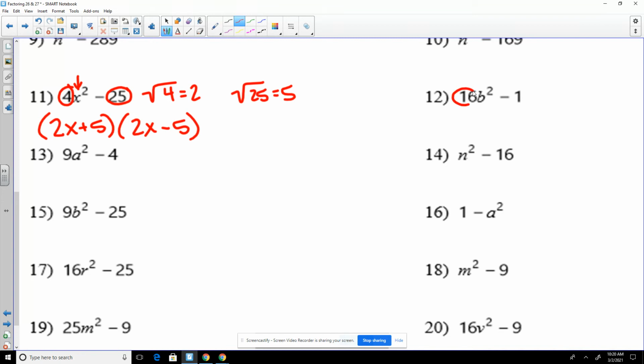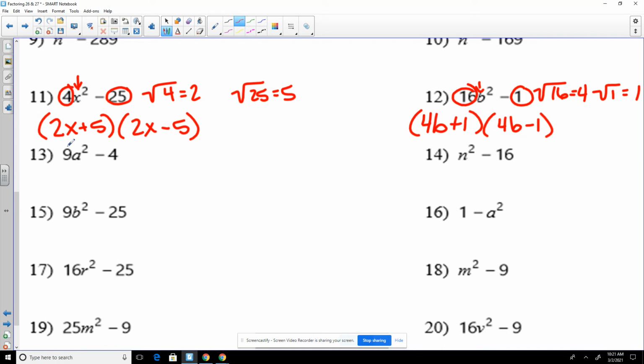What's my square root of 16? The square root of 16 is 4. What's the square root of 1? The square root of 1 is 1. So my two binomials are going to be, my variable is b, 4b plus 1, 4b minus 1.